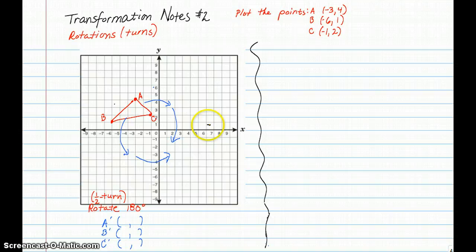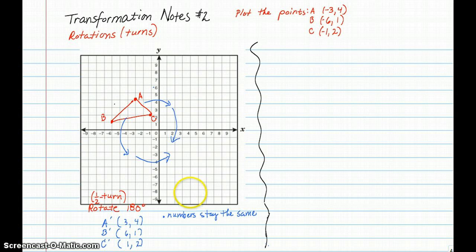Now what you're going to see here, and again, if you turn the paper, you can actually see this phenomenon, is that the ordered pairs, the numbers for the ordered pairs don't change. So 3, 4 will stay the same. 6, 1 will stay the same. And 1, 2 will stay the same. So the numbers stay the same. What does change, however, is the quadrant.